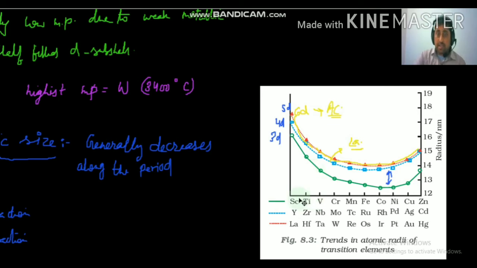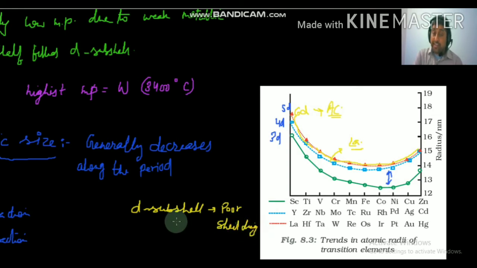Now why does this happen? As we know, the d subshell has poor shielding, and the poorest shielding is due to the f subshell. The f subshell has even poorer shielding than the d subshell.